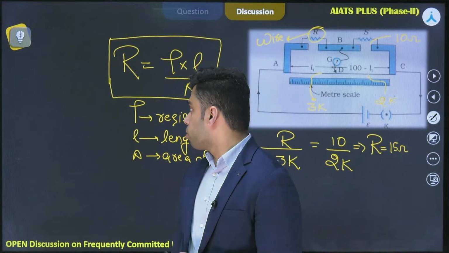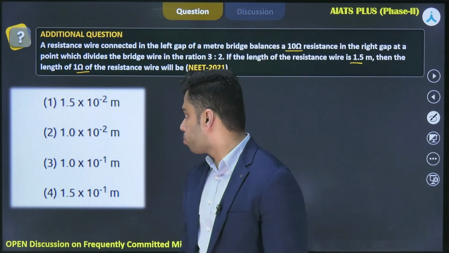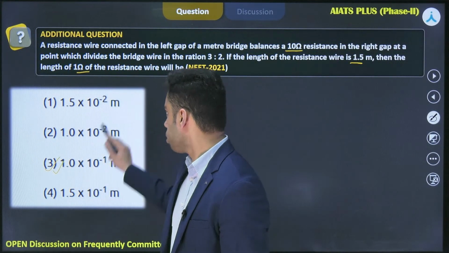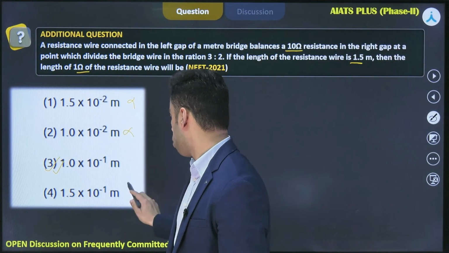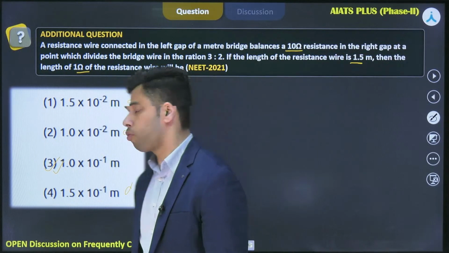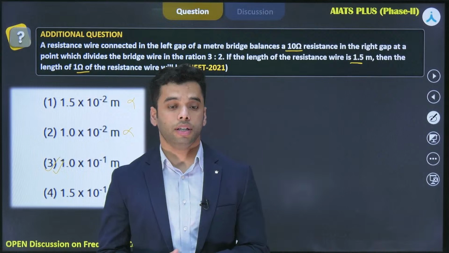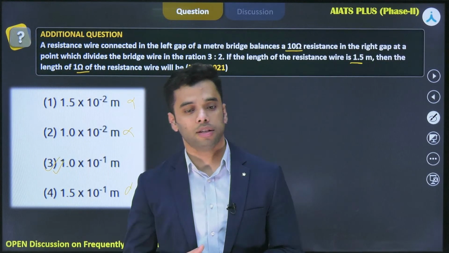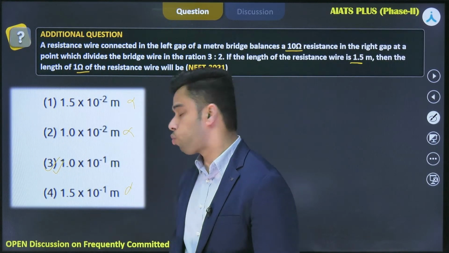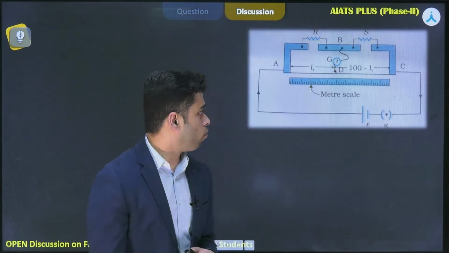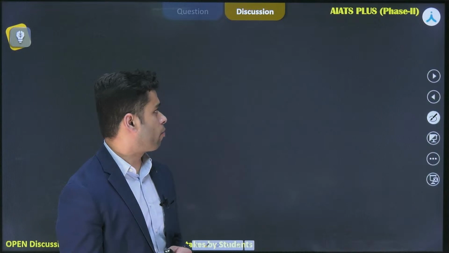Now, let's go through the problem. What should be the correct answer to this problem? It should be option 3, not 1, not 2, not 4. It should be option 3, 1 into 10 raised to the power minus 1 meter. Someone is commenting the answer as 1, not 1, it should be 3, right? Okay, let's move forward. I hope I cleared the concept of the meter bridge.